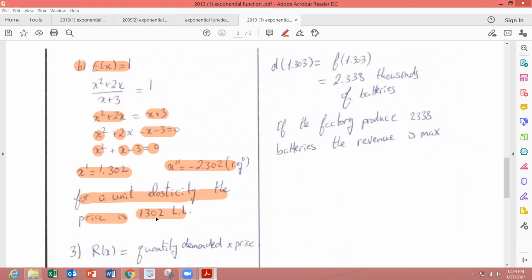Any questions about the calculations? Professor, yes. In which part do we replace EX by a number? If it says calculate E of 2, for example, calculate E of 3, and then it asks, is the demand elastic, or give an economical interpretation. Okay?